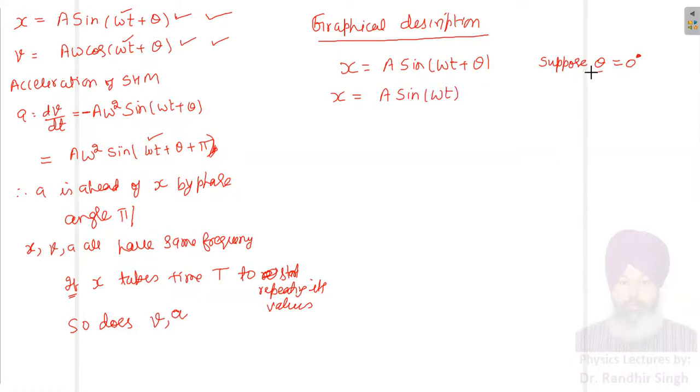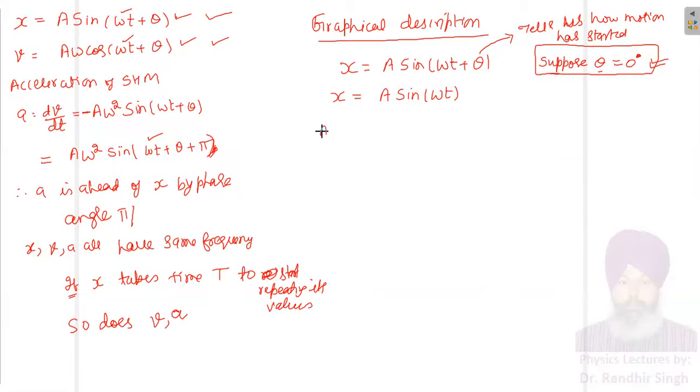Now what is the meaning of theta equal to 0 degree? It is called the initial phase, also called epoch. What is the significance of theta? The answer is, the initial phase tells us how the motion has started. So for example, I have taken theta equal to 0 degree. What is the meaning of this? How has the motion started? Whenever motion starts, that will be the starting point of our problem.